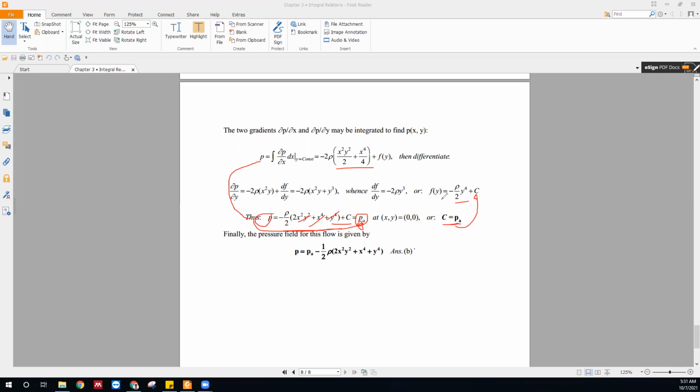So put this f of y here, and we get the full equation. P equals this. So that is the correlation for P asked in equation 2B. All right, that's it.